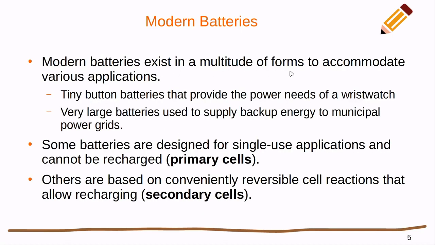Now, in our modern world, we have a lot of different kinds of batteries because we have more and more applications for them. You can have everything from a tiny button battery that provides the power of a wristwatch to very large batteries used to supply backup energy to municipal power grids. I kind of alluded to that at the end of the last section with those concentration cells. Some batteries are designed for single-use applications and cannot be recharged. We call these primary cells, so non-rechargeable batteries. Others are based on conveniently reversible cell reactions that allow recharging, and we call those secondary cells.